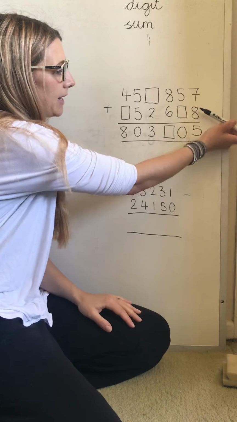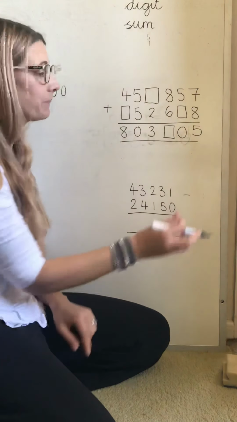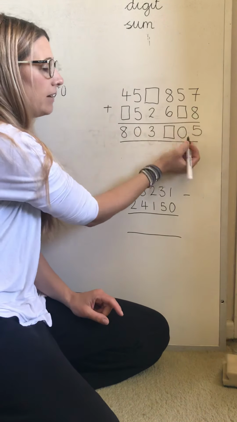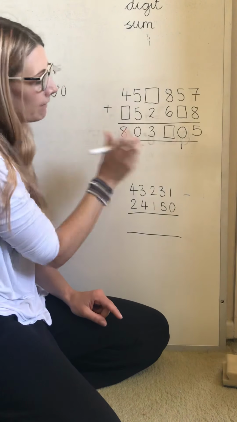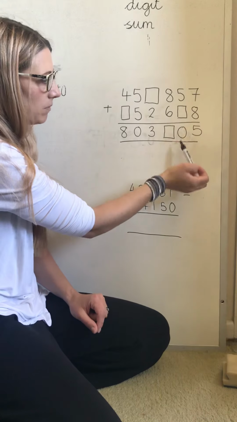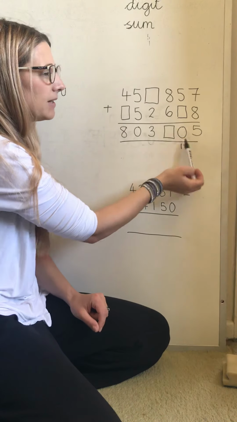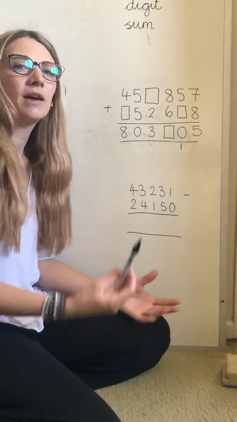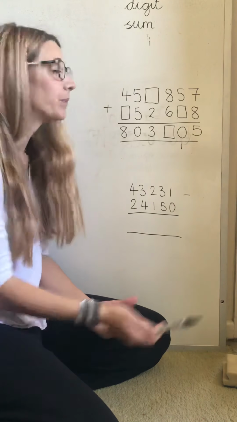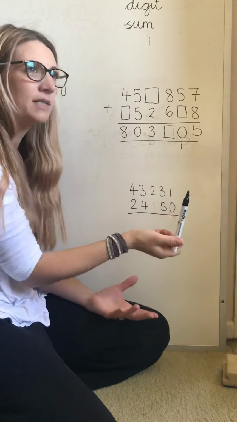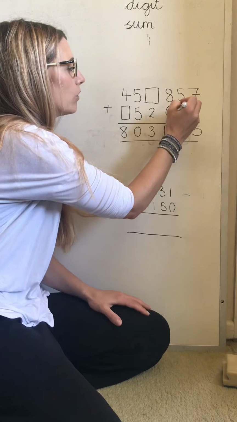So 7 plus 8 makes 15. And we know in column addition we would carry that 1 from the 10 over to here. So now I've got 5 plus something plus 1 makes something ending in 0. Now I can't make 0, so the next number that ends in a 0 would be 10. So 5 plus 1 makes 6, and what's missing from 10? That would be a 4.